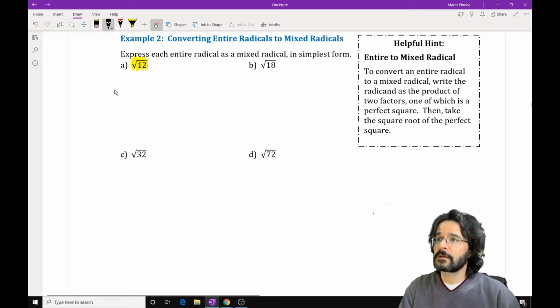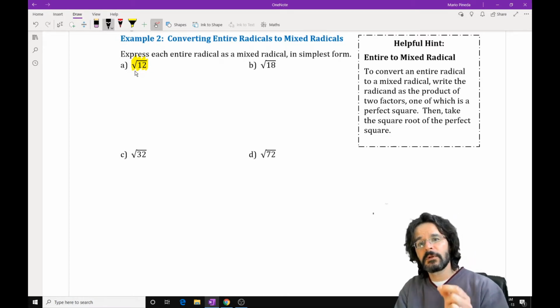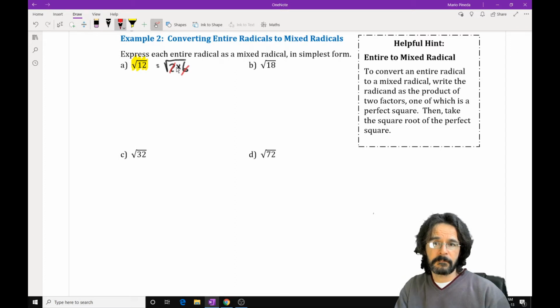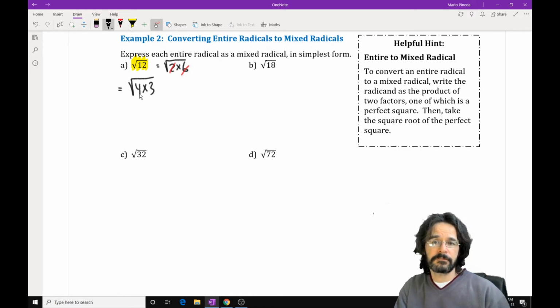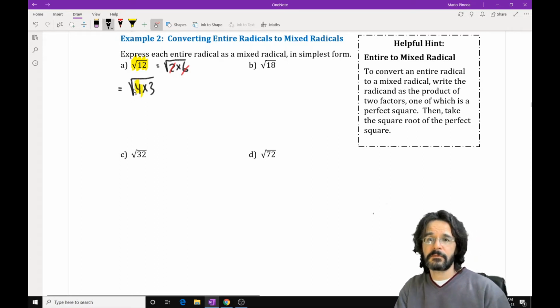The first step here is going to be to factor the 12. Okay, the radicand is 12, we need to factor it, but not just any way. We need to factor it in such a way that we end up with the largest possible perfect square as one of the factors. So 12 can be, for example, factored into 2 and 6. 2 times 6 is 12. This is not going to work because neither 2 nor 6 is a perfect square. What we need to do here is factor the 12 into 4 and 3. 4 times 3 is 12. 4 is a perfect square, and in this particular case, it's the largest possible perfect square factor.